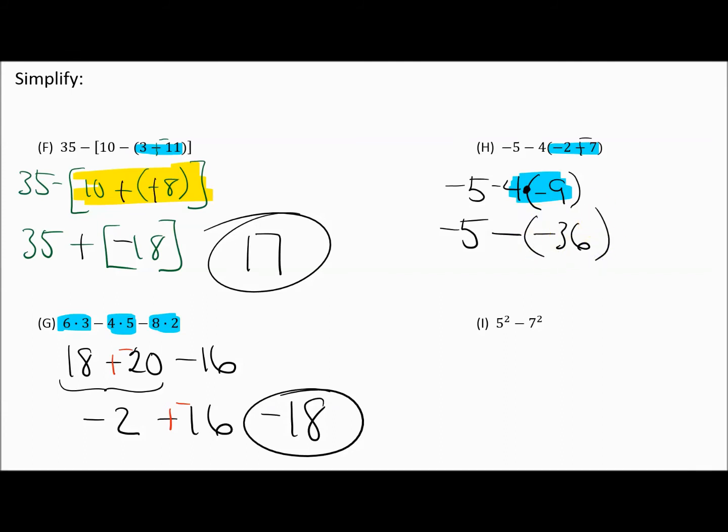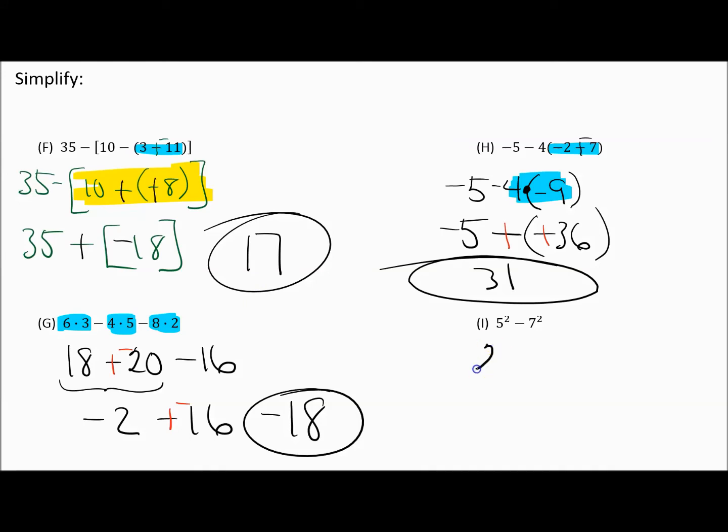And then my last step, I have this keep, change, change issue going on. I keep my negative 5, I change subtraction to addition, I change the sign of the next number. And now I'm adding a negative number and a positive number, which means I'm really subtracting 36 minus 5 to get 31. The bigger of those two was positive, which means my final answer is positive.